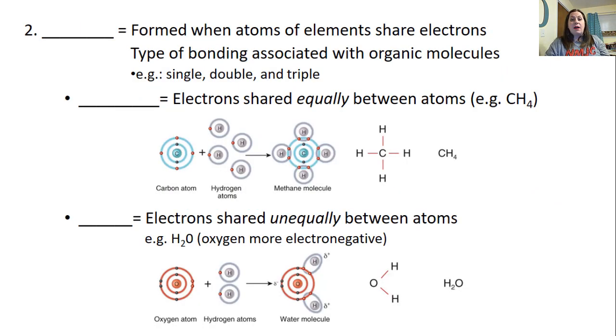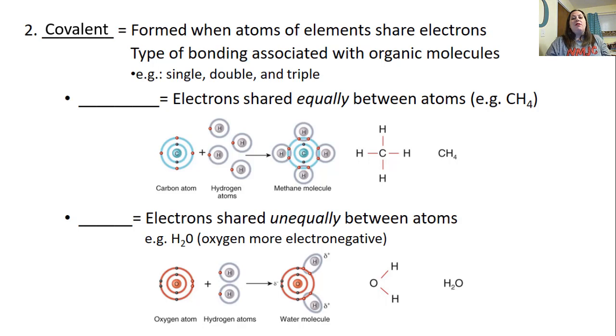The next type of chemical bond is called a covalent bond. This is formed when atoms of elements share their electrons. This is a type of bonding associated with organic molecules. Now, covalent bonds could be a single bond where they're just sharing one pair, meaning two electrons. A double means they're going to share two pairs of electrons, which means there's 4 electrons. And a triple means it's going to share 3 pairs of electrons, which means they're sharing 6 electrons. Okay, because remember, a pair means there's got to be 2.